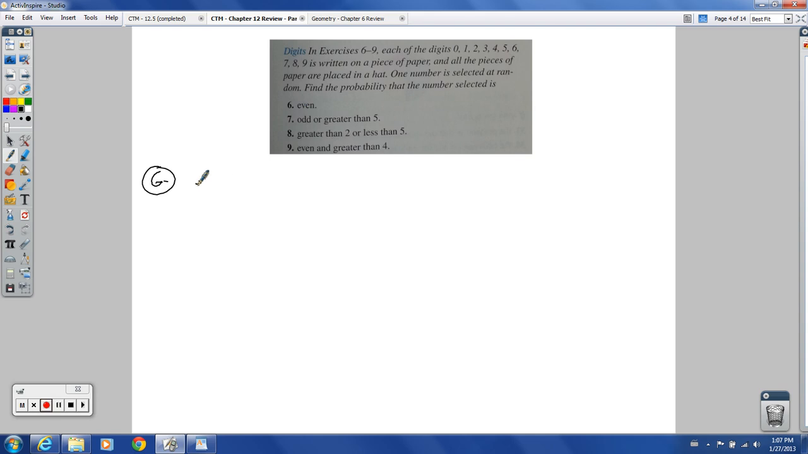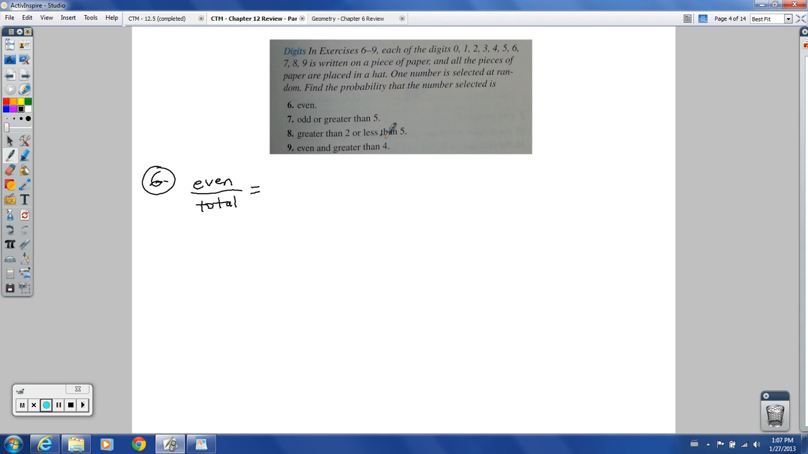So here is what we have: what we want is even out of the total, which is 10 digits. Do we consider 0 to be even? Is it divisible by 2? I'm looking at the answers in the book right here, and it looks like they do want us to consider 0 as an even digit. I think you could argue both ways.